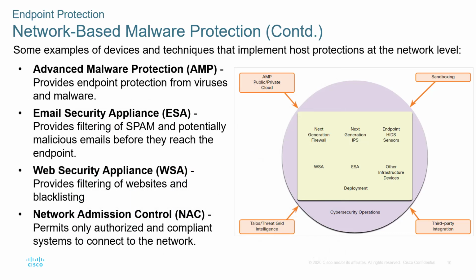So here is some forms of network-based. We have advanced malware protection that will be tied to the network. We have email security appliances, web security appliances, as well as network admission control. The NAC actually looks at a profile of each client trying to connect to the network, and then it will determine if it's allowed on the network or not. If a client doesn't have an up-to-date version of the OS or hasn't run an antivirus scan in a week, for example, then the network admission control could actually segment that machine until it meets the profile criteria, and then it would be allowed on the network.